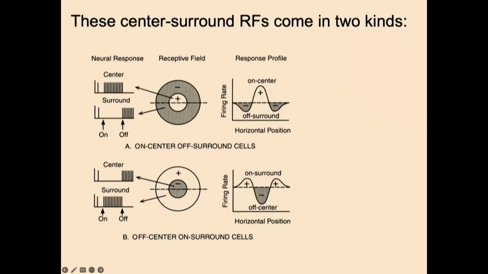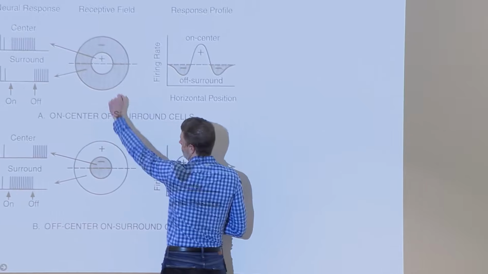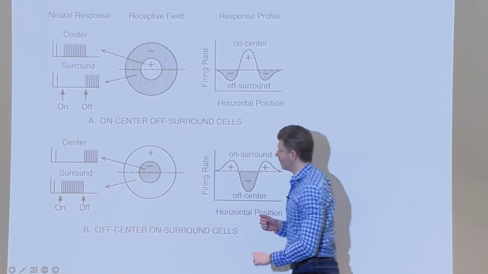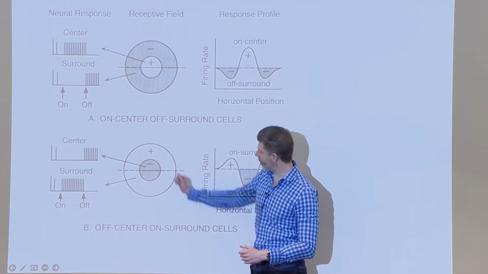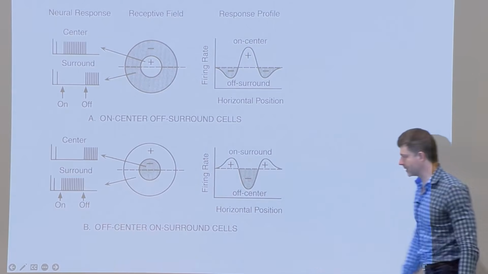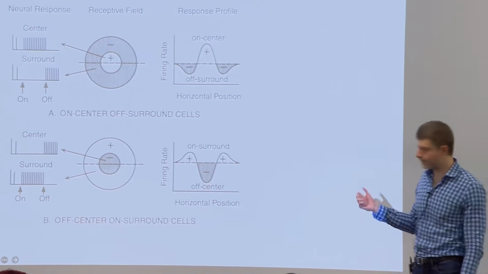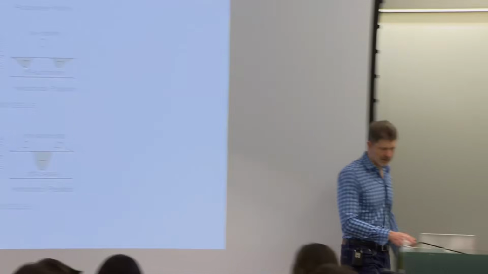All right. So there are two types of these receptive fields. One that we describe as an on-center off-surround receptive field, so the center produces an excitatory response and the surround an inhibitory response. And then another that we describe as an off-center on-surround cell, where it's the opposite. Okay? So two different types.